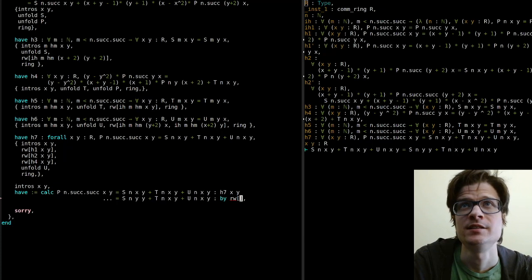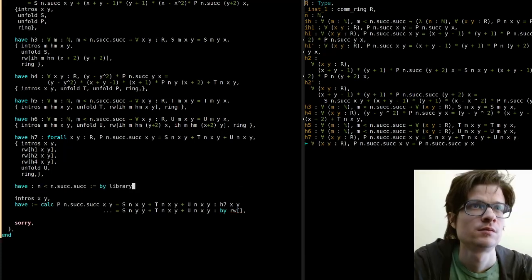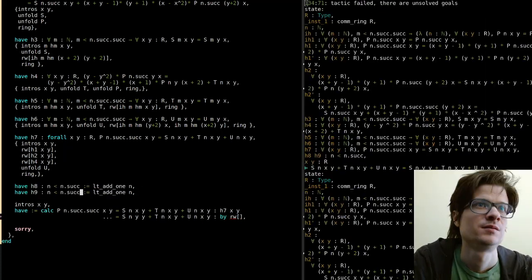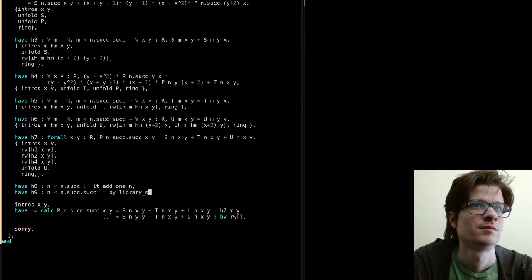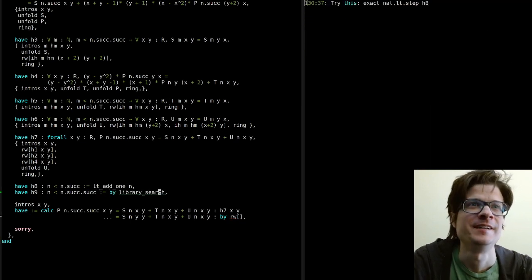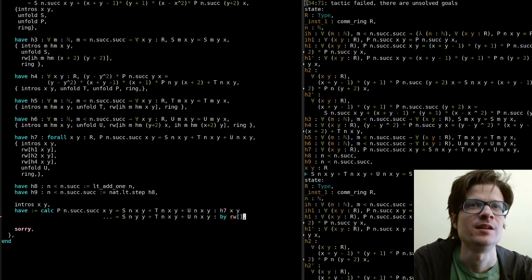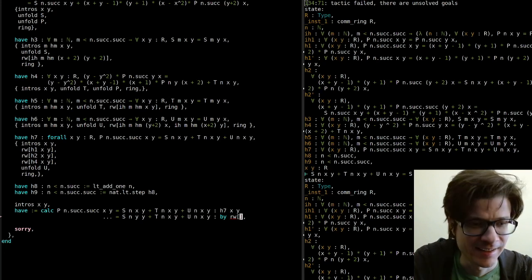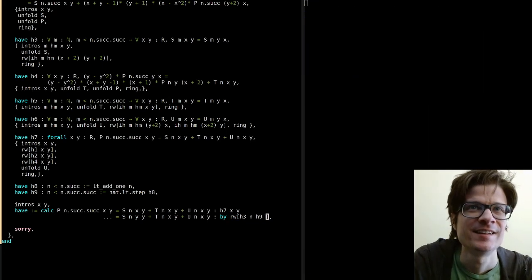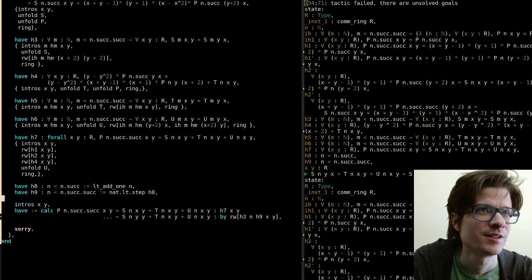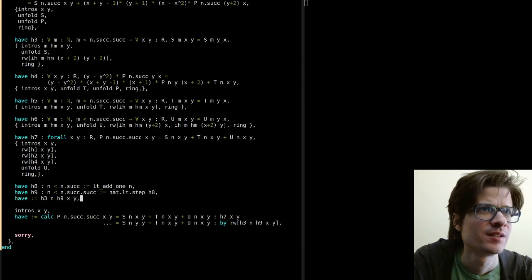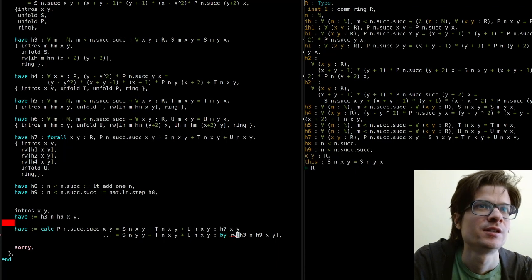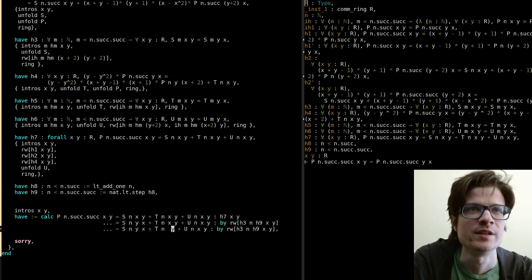N is less than n plus 2. So let's lt add 1. lt step, okay. And then I want h3 xy, h3 n h9, n h9 xy. Doesn't work. Oh, I just wrote it wrong here. I meant to say s of n yx. Nice. Now I switch the y and the x in t.